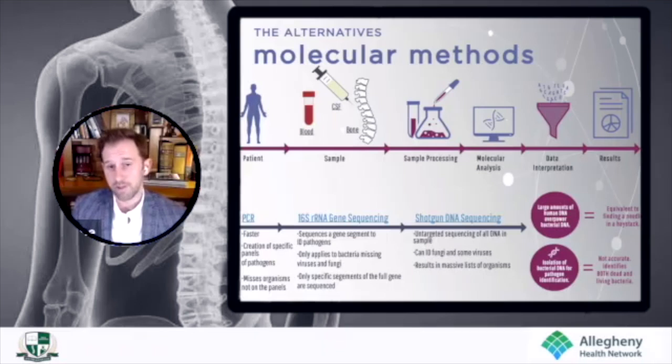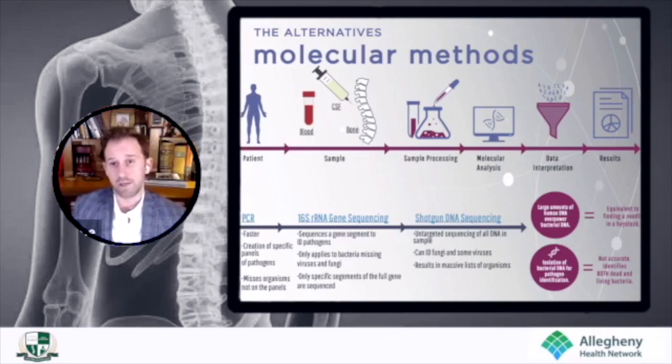However, what sometimes is not known about this technique is that the whole gene segment is not always sequenced. Many places only sequence a few hypervariable regions of that gene. Additionally, you're still missing out on the viruses and fungi, and your genus and species resolution is not quite as good as you would think from a sequencing method.